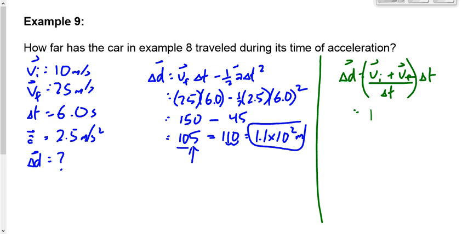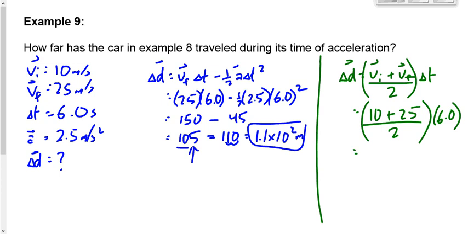VI is 10. VF is 25. T is 6.0. This looks like it's going to work, yeah. Whoops, this should be a 2, shouldn't it? Times 6.0. So 10 plus 25 is 35. 35 divided by 2 is 17.5. 17.5 times 6 is 105.